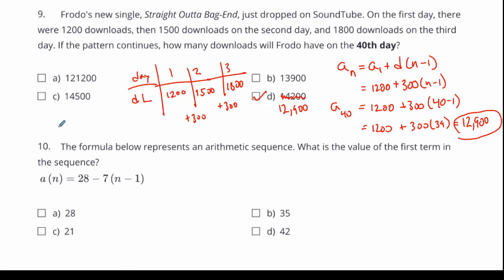All right, the formula below represents an arithmetic sequence. What is the value of the first term in the sequence? So let's see. We want the first term. Well, do we even need to do anything?